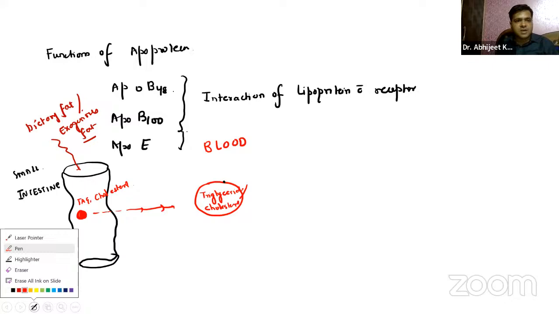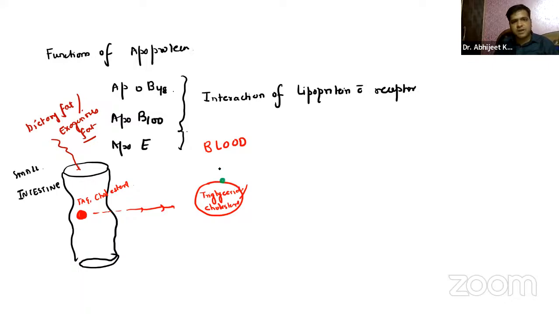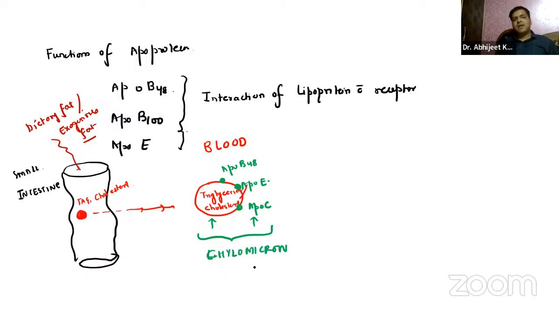Now in the blood, we have three important proteins present over here: ApoB48, ApoE, and ApoC. Now, guys, you already know we have the lipid and we have the protein. Together, it is called lipoprotein. And which lipoprotein is it? It is chylomicron, the first lipoprotein that we have already discussed. The lipid part is triglycerides and cholesterol. The protein part is ApoB48, ApoE, and ApoC. Obviously, they will combine and result in the formation of lipoprotein.